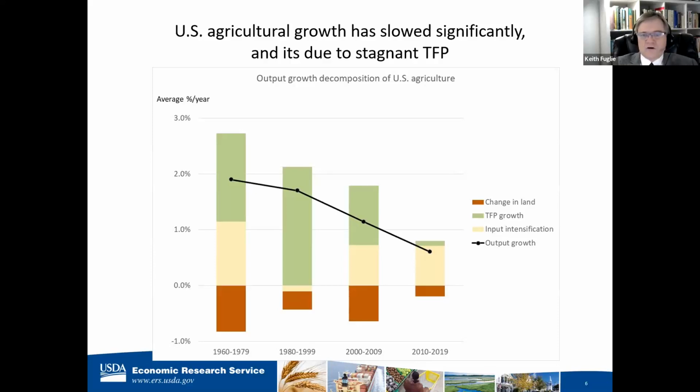Now, the second two columns show the growth performance of the decade of the 2000s and the 2010s. And we can see the steady decline in the rate of output growth, that black line. And this is primarily due to a slowdown in the growth rate of TFP, of productivity. In fact, during the last decade, there's been very little TFP growth in US agriculture on average. Now, some components may still be seeing some growth in productivity, but it could be offset by declining productivity in other parts of the ag sector.